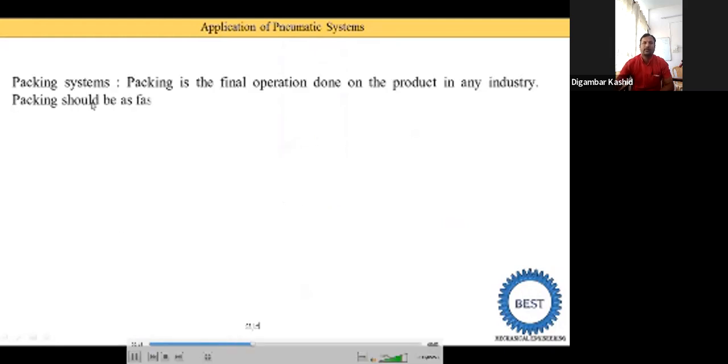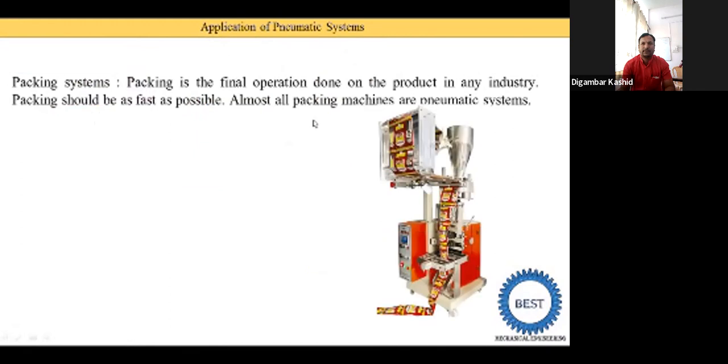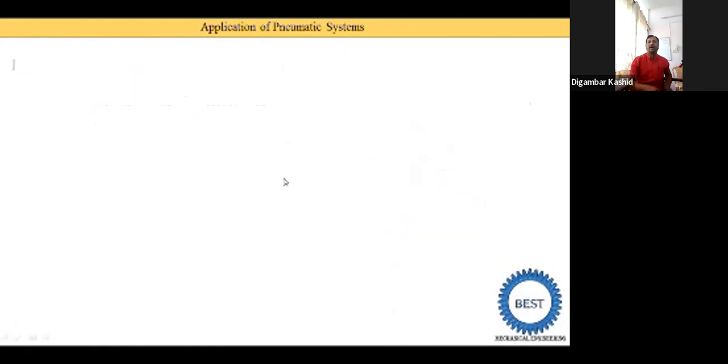Packing system. Packing is the final operation done on the product in any industry. Every industry produces some product and its final product is completed by using packing. Packing should be as fast as possible, and almost all packing machines are pneumatic systems. Generally you see these are the packing machines of some grocery products. For all that purpose the pneumatic packing machine is used.